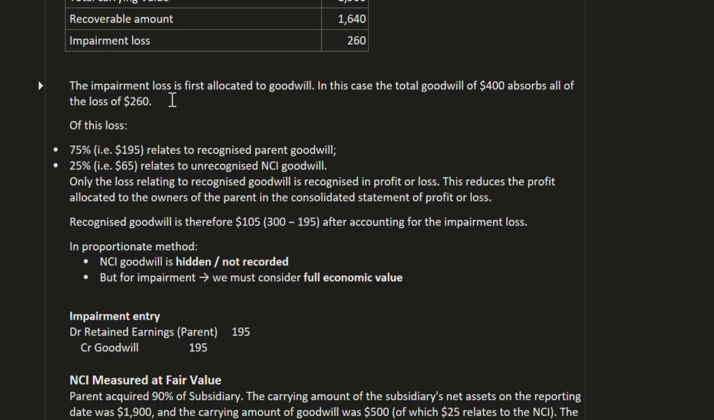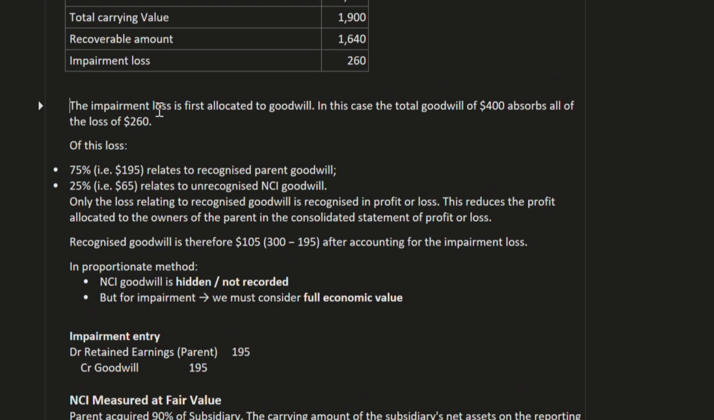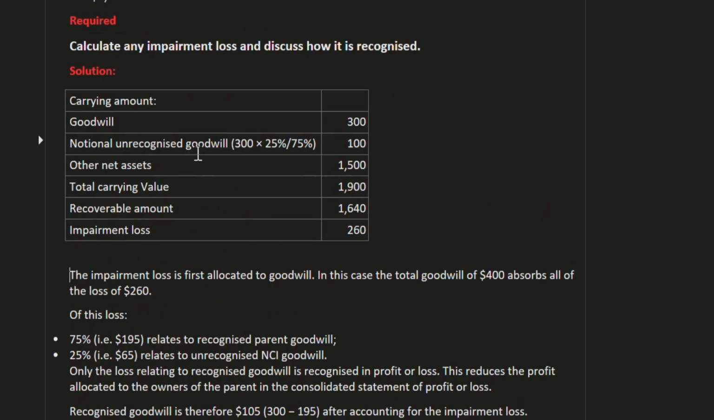The impairment loss is first allocated to goodwill. In this case, the total goodwill of 400 absorbs all of the loss of 260. Okay, now let me show you how it's gain or loss. Goodwill we have 300, that is parent goodwill. Notional unrecognized goodwill, meaning NCI share, that is 100. Other net assets we have 1500. Total carrying value became 1900.